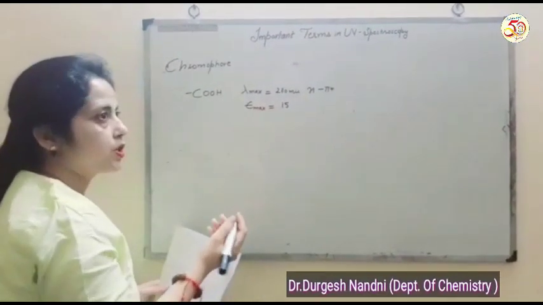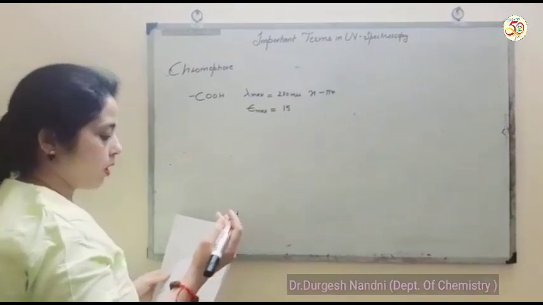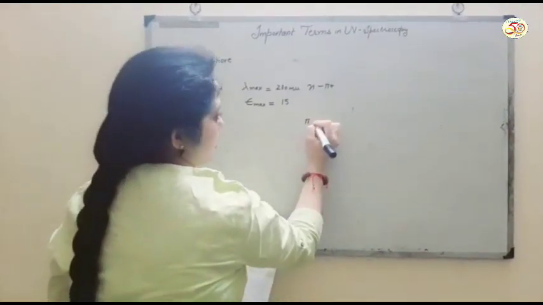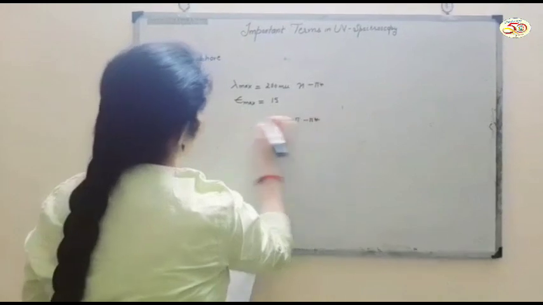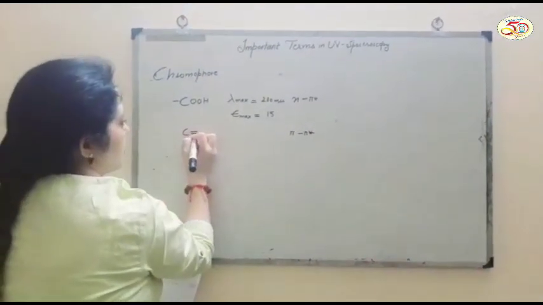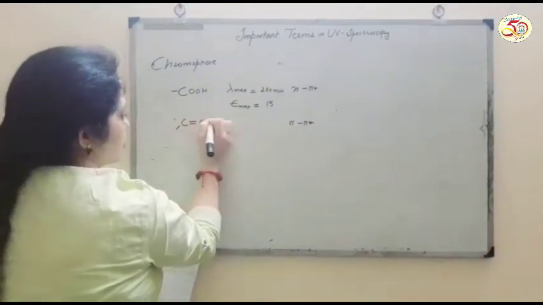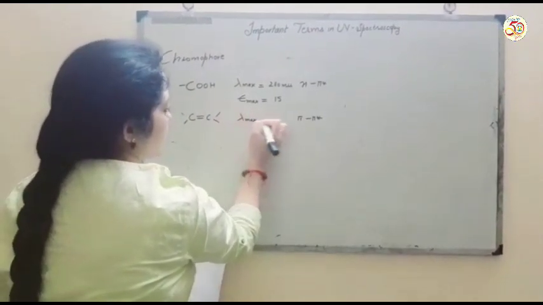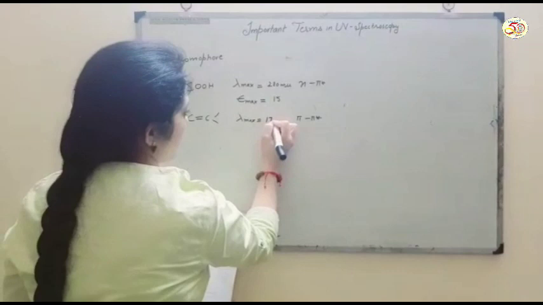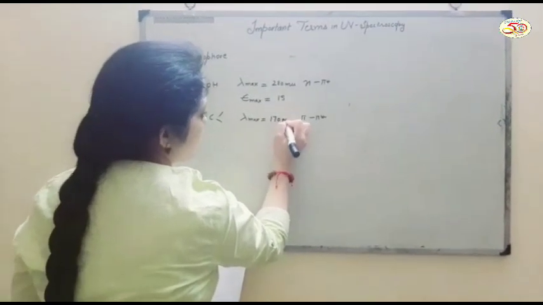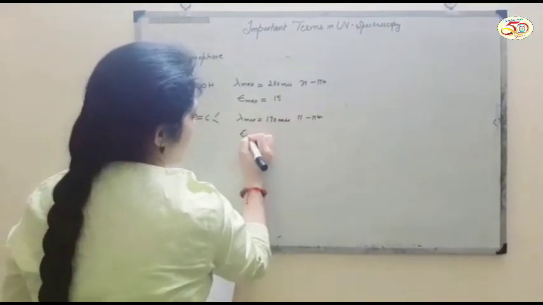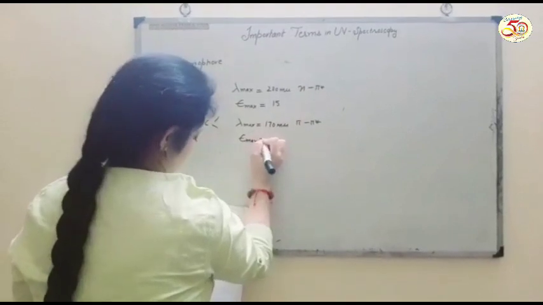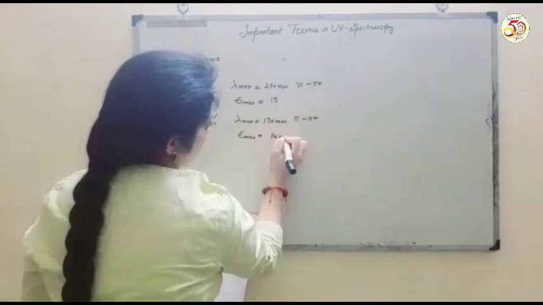Another functional group which absorbs radiation by pi to pi star type of transition, for example, the ethylenic linkage. For this, the lambda max is in the range of 170 millimicron and the epsilon value is 14,000.